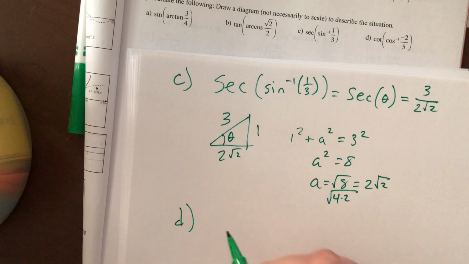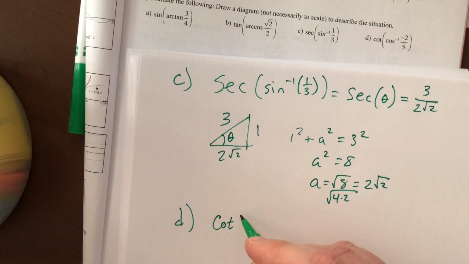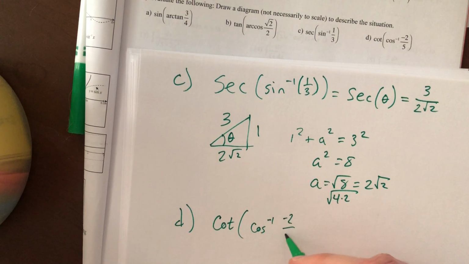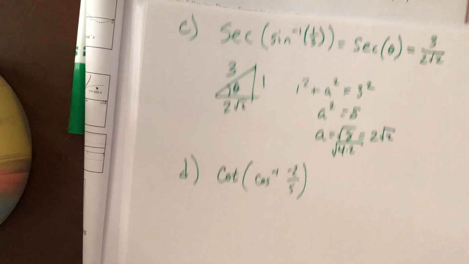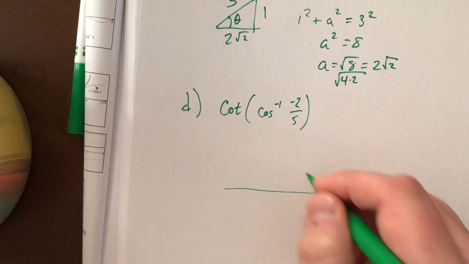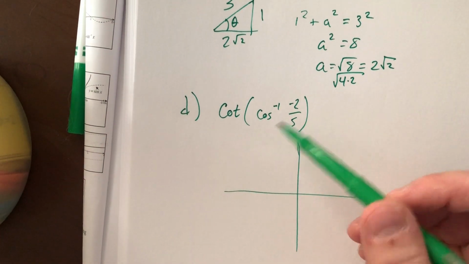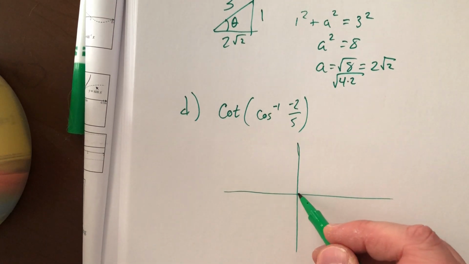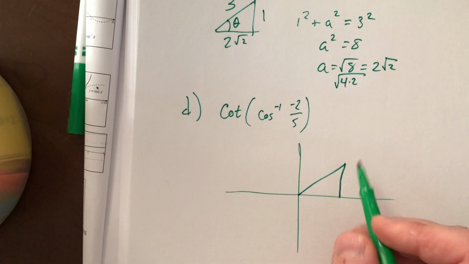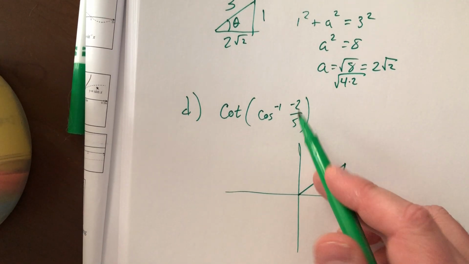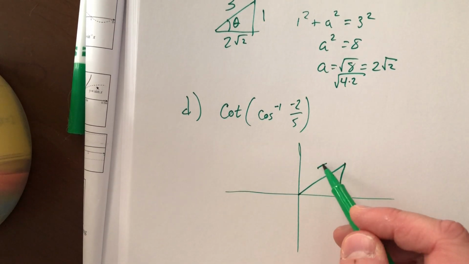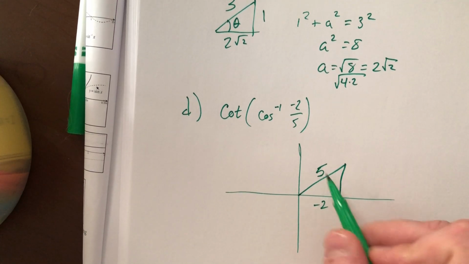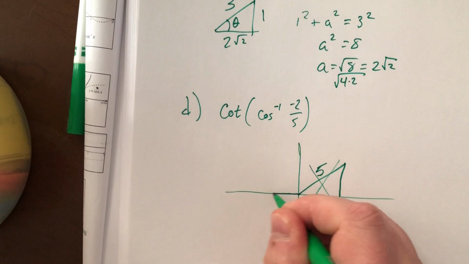And D, cotangent of inverse cosine of -2/5. All right, our first one that we actually have to use our knowledge of what's allowed. So this says inverse cosine is -2/5. This triangle does not make sense because it's adjacent over hypotenuse. Like, spatially, we say this is -2, so it has to go this way.